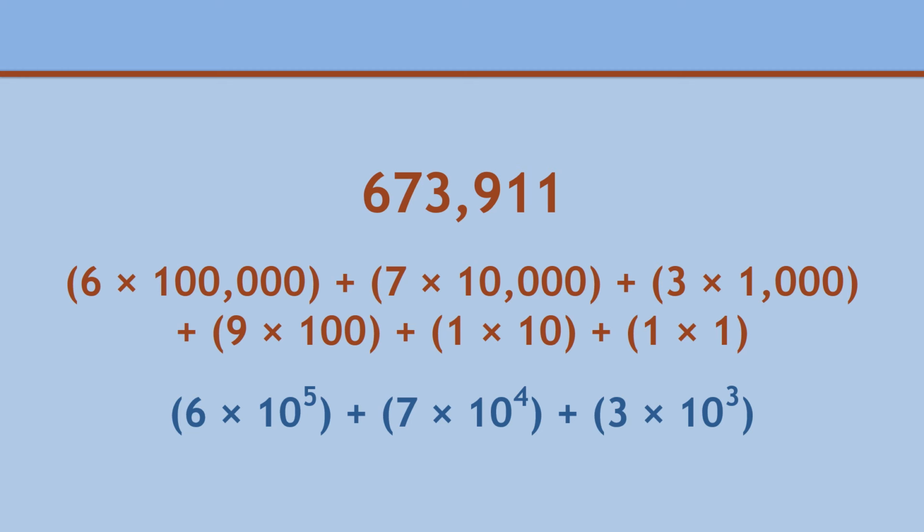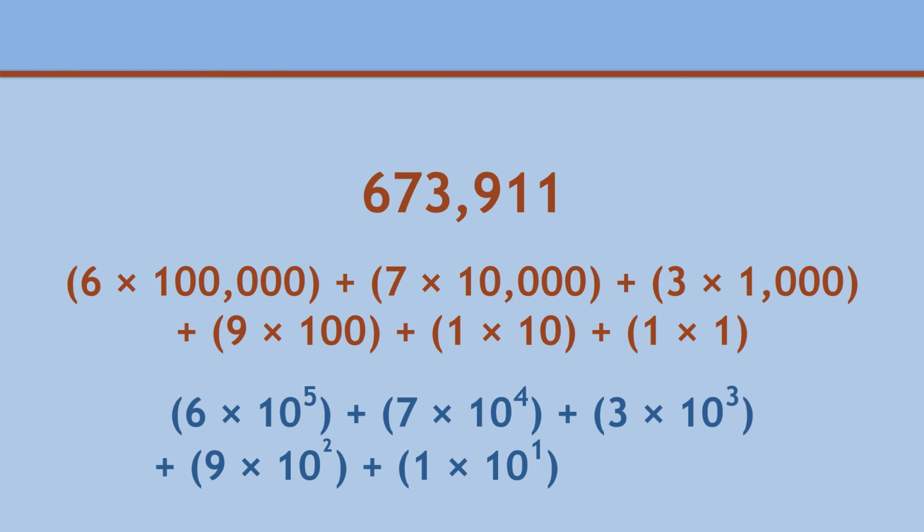Okay, let's keep going. So our next one, why don't you do the next one, 9 times 100. Okay, in parentheses, you should have written 9 times 10 to the 2nd power, or 10 squared, because there are 2 zeros. Okay, our next one should look like this. 1 times 10 to the 1st power, okay, because there's only 1 zero in 10.